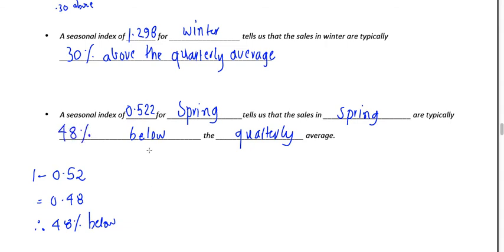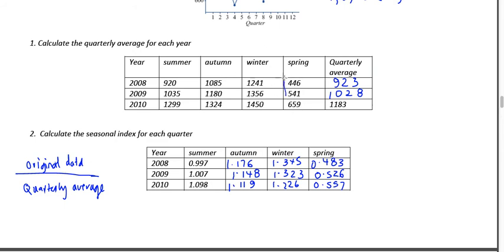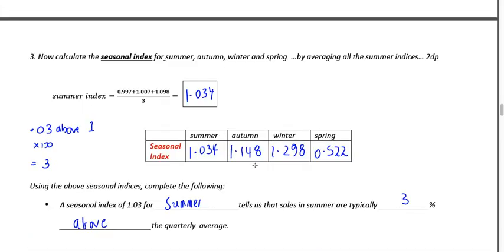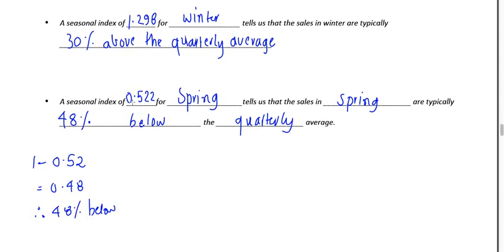which is very low. So that was expected because we looked at the values for spring and they were much lower. If you look at the original values, look at spring. Really low compared to the rest, therefore below the average. So it's not surprising that we get a result like this, a seasonal index. We would expect it to be much below 1, and how much below 1? We look at what proportion it is below, which is 0.48, and then we convert it to a percentage. So that's how we do our interpretations.